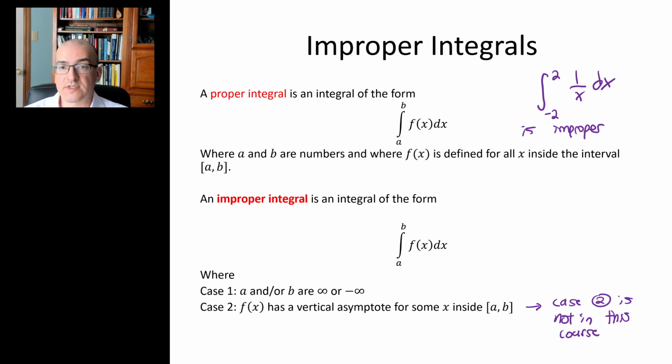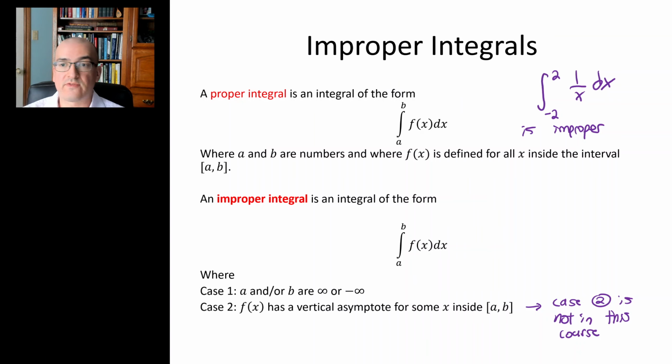What made it proper is that the bounds of the integral were numbers, like 5 or 2 or pi or -8 or 0, and that the function that we're integrating doesn't have any weird stuff happening in between the bounds of integration. An example of a function that has weird stuff happening is the function 1 over x. At least if our bounds contain 0.